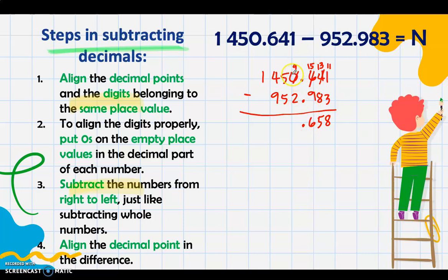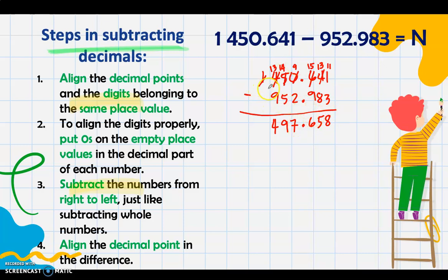Then where did you get this? This is 0 and becomes 9 because you borrowed from here. So we have 9 minus 2 is 7. Cannot be, borrow from here. So this will become 14. This is 9. Then you borrow again because you cannot subtract 3 minus 9. So we have 4. Okay, so the answer is 497.658.